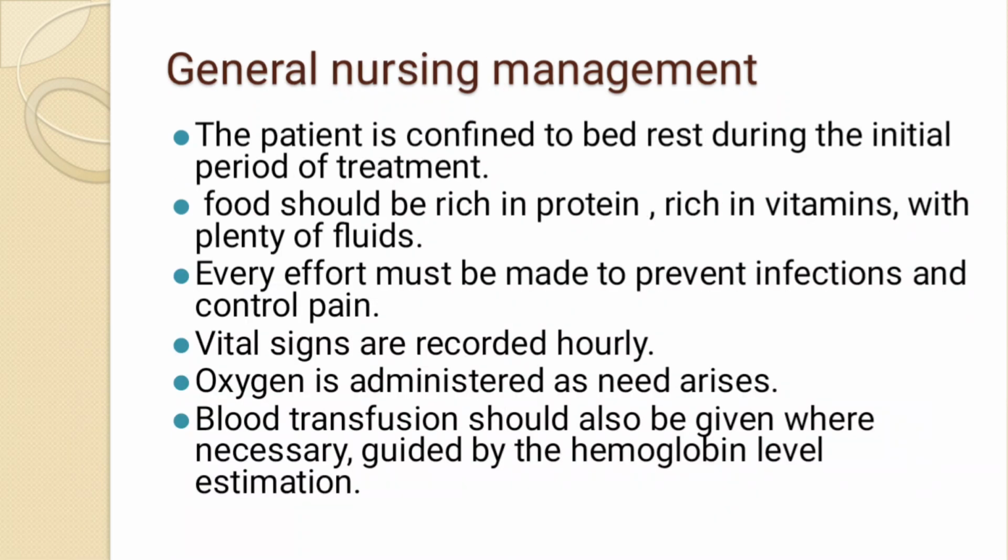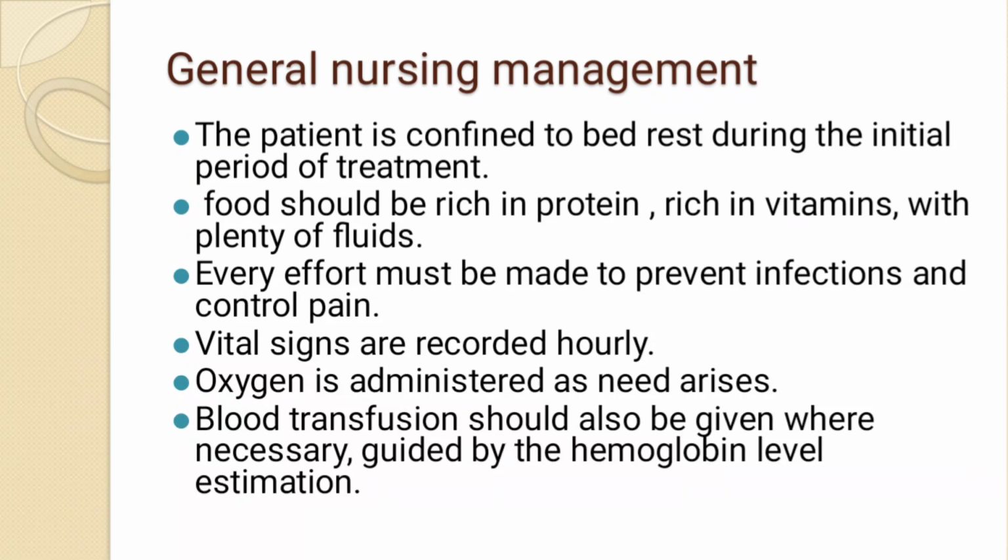So generally, for the general nursing management of a patient with anemia, the patient is confined to bed rest during the initial period of treatment. The food should be rich in protein, rich in vitamins, with plenty of fluids. Every effort must be made to prevent infections and control pain. Vital signs are recorded every hour. Oxygen is administered as the need arises.